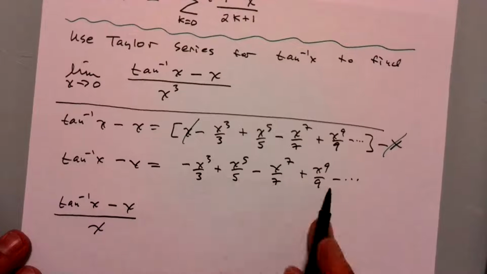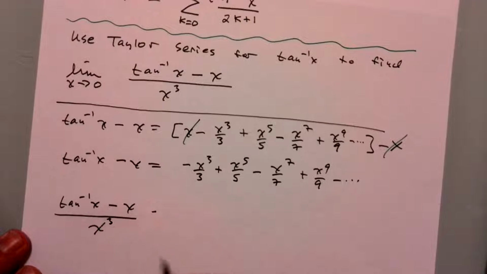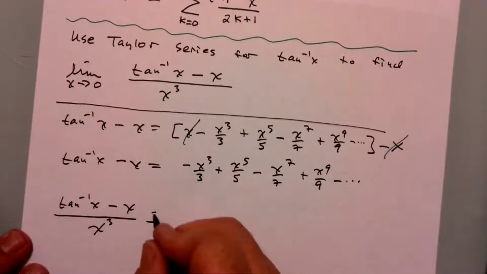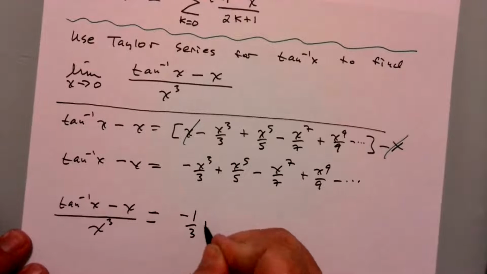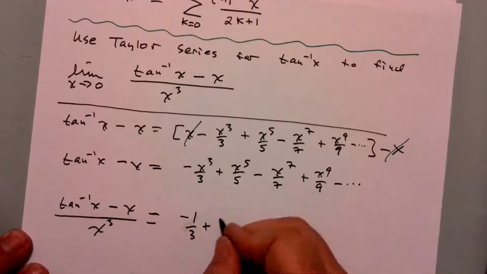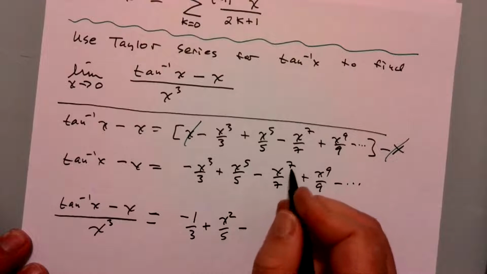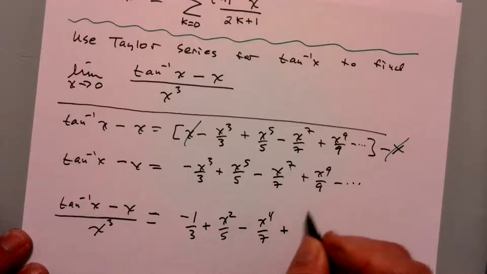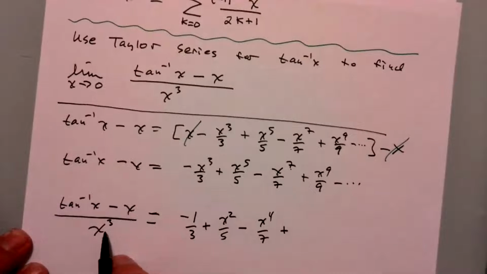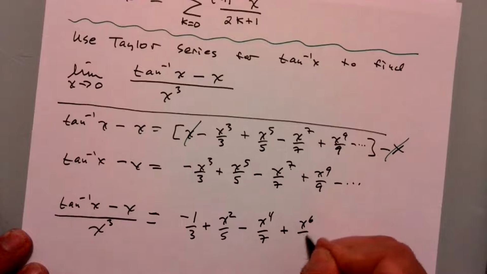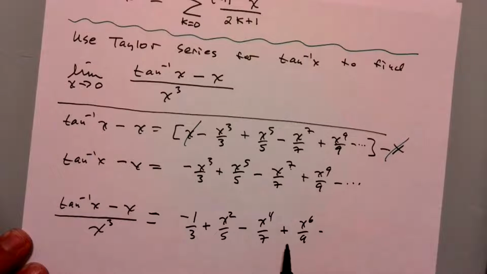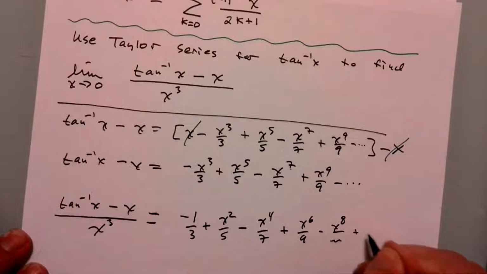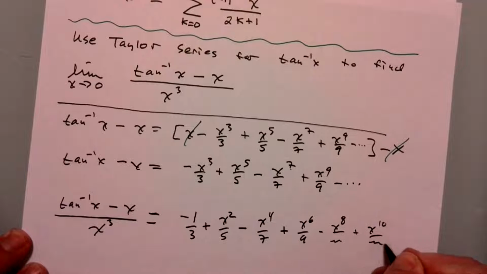So if I divide each one of these pieces by x cubed, sorry, I forgot the cube there. Negative x cubed divided by x cubed is just negative 1/3. X to the 5th divided by x cubed is x squared over 5. X to the 7th divided by x cubed is x to the 4th over 7. X to the 9th divided by x cubed is x to the 6th over 9, minus. The next one will be x to the what? 2, 4, 6. It'll be x to the 8th over something plus x to the 10th over something.